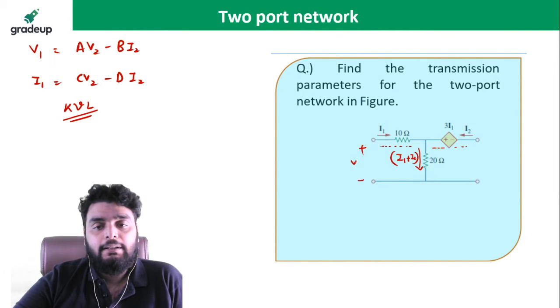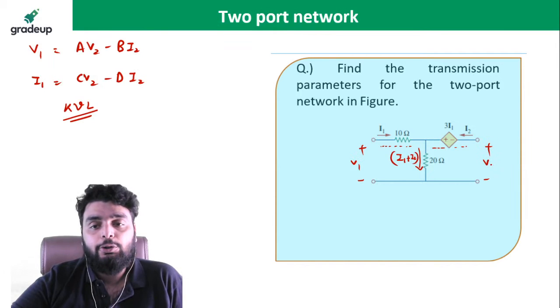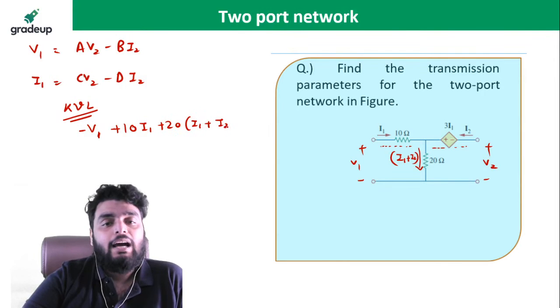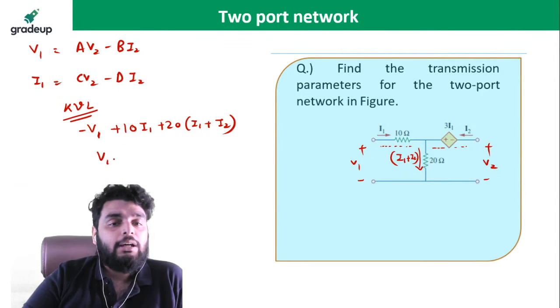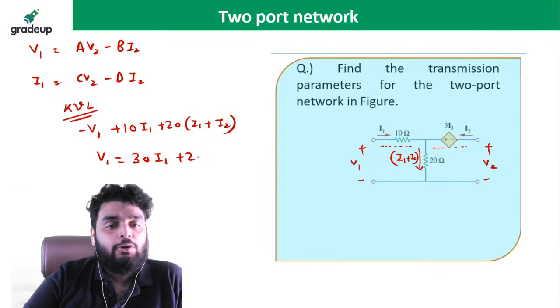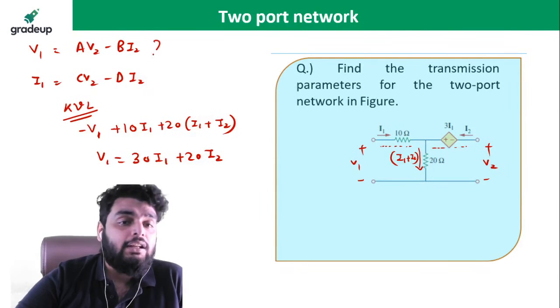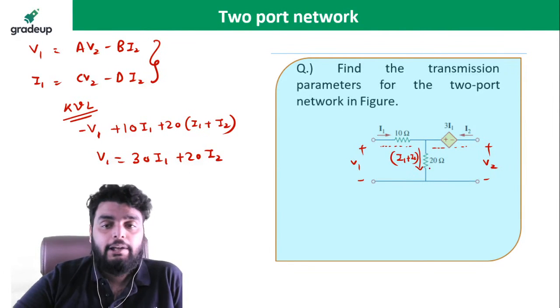Then I can write the KVL. This is plus minus V1. This is plus minus V2. So when you write the KVL, it will be minus V1 plus 10 times I1 plus 20 times of (I1 plus I2). Yes or no? So it comes out to be V1 equals 30 I1 plus 20 I2. Okay. But remember, I need the equation in this form, not in this form. ठीक है. So ये मेरी पहली इक्वेशन होगी, first equation.